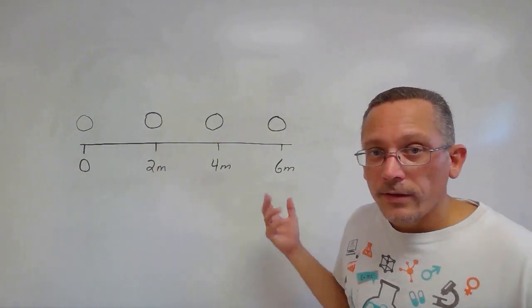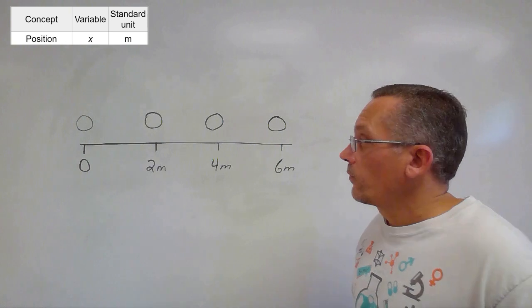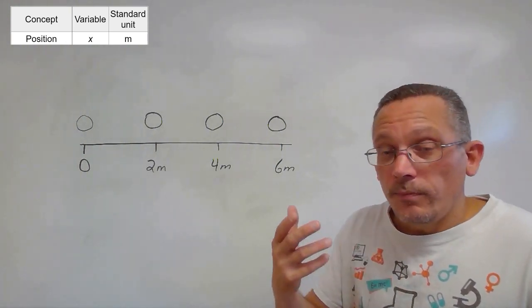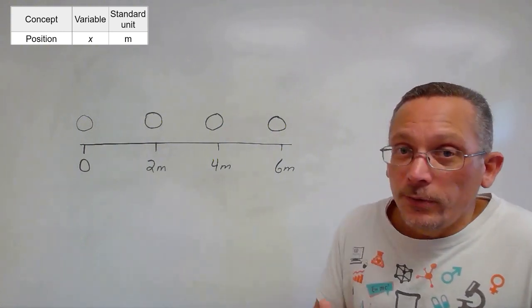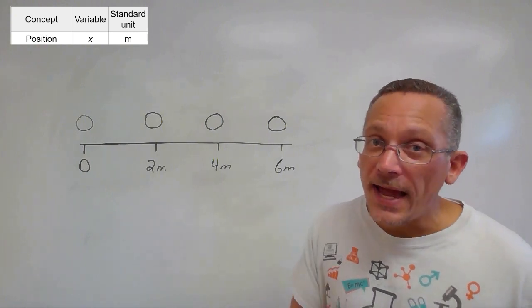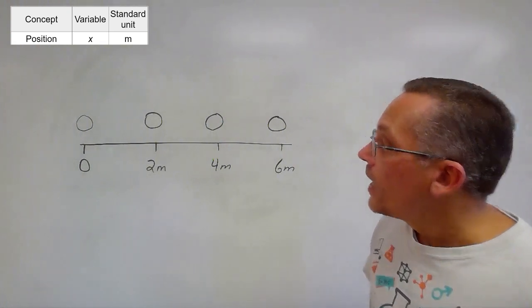When we talk about where the object is, we call that the object's position. And when we work with our physics mathematically, we'll use a variable for position. We'll use the variable x. When you see the variable x, that stands for the object's position.